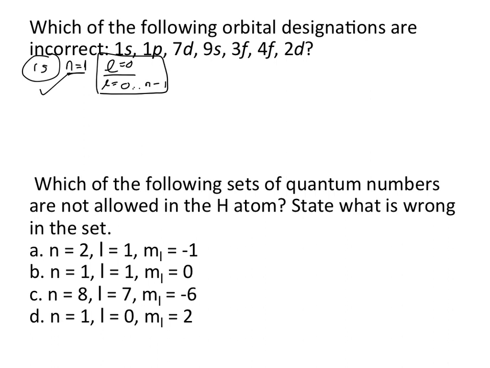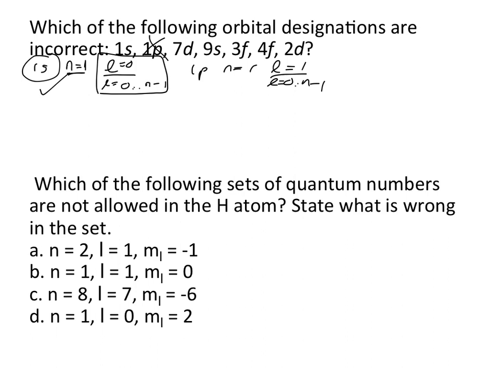So let's go ahead and look at 1p. Is this a possibility? Our principal quantum number in this case is 1. L in this case also equals 1. Is this a possibility for L equals 1? Remember, L is equal to 0 all the way up to n minus 1. 1 minus 1 is 0. So is L equals 1 a possibility? No, because the only possibility for the principal quantum number of 1 is L equaling 0. So s orbitals are the only thing available. So this is an incorrect designation.